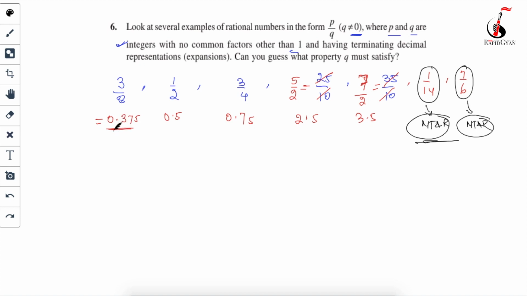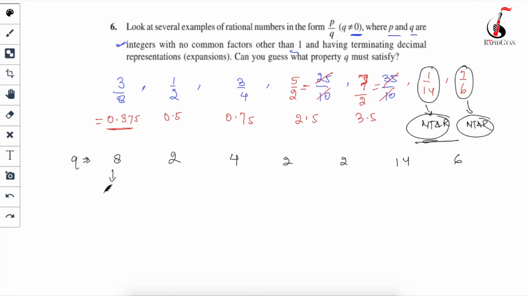So these are the few examples which we have taken, and now we will have to analyze the property of q by looking into these examples. So in all the cases, let's write the q value over here. So q is, in the first case, 8, in the second case 2, then 4, then 2, then again 2, then in this case it was 14, and in this case it was 6. So these are the values of q.